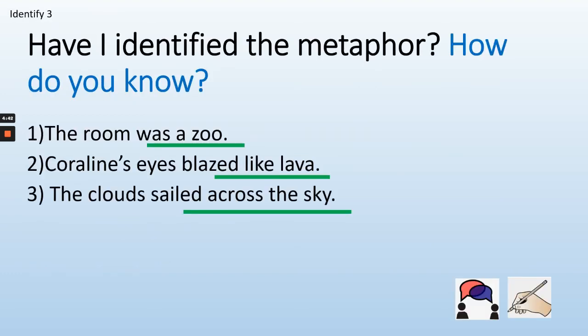Have I identified the metaphor? How do you know? 1, 2 and 3 in your books. Remember, there might be a metaphor in the sentence, but if I have not underlined it, then it is not a metaphor. Then I have not identified it. 1, 2 or 3 in your books, tick or cross. The room was a zoo. Coraline's eyes blazed like lava. The clouds sailed across the sky. Pause the video now and write your answers.